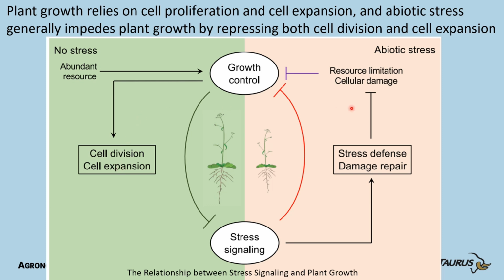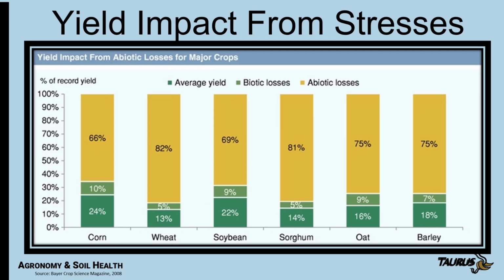That's about as simple as it gets. We're either in productive mode or we're in defensive mode. And we know defensive modes from abiotic stress are killing us. Most of the losses in terms of crop potential productivity are related to abiotic stress. Even if we take corn, we figure the average yield is about 24% of the maximum at most. Wheat is about 13%.